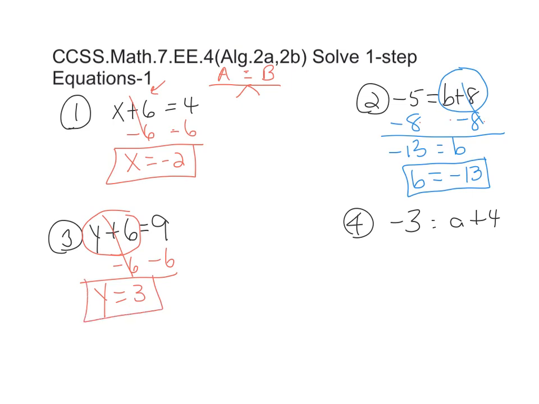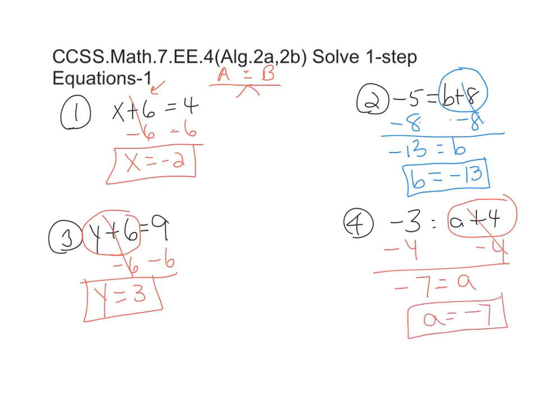And the last example would be negative 3 equals a plus 4. It doesn't matter where the variable is, but that's the side you're going to start on, so it's going to be over here. So a is being added, so we're going to subtract 4 on both sides. And so we get negative 7 equals a. But we want to flip that around because we want to know what a equals. A equals negative 7. That's the standard form.